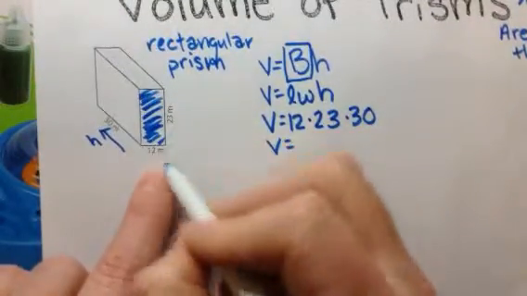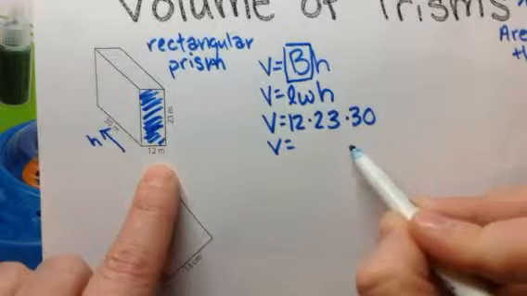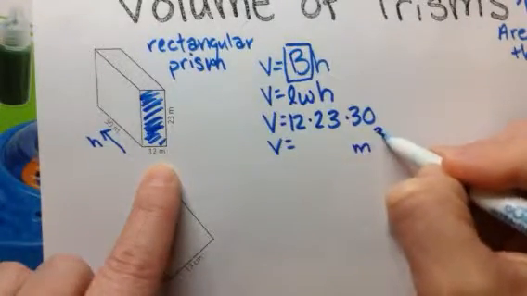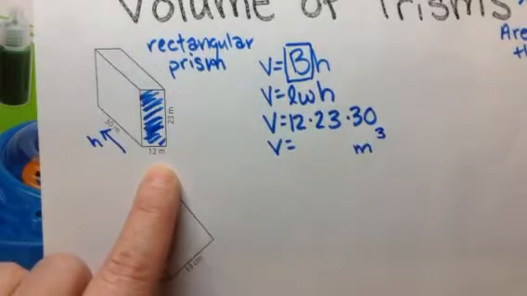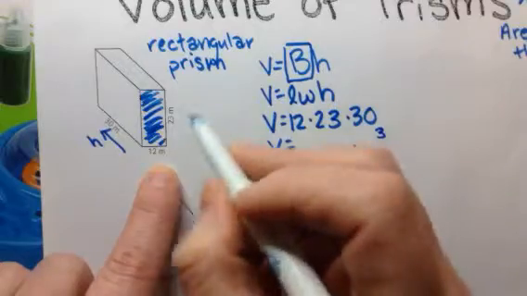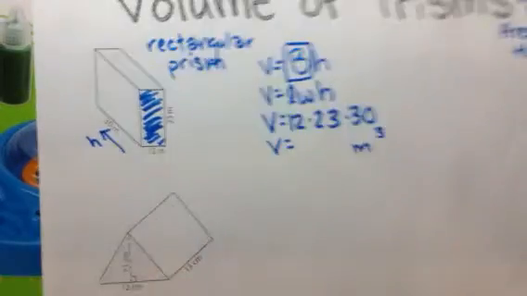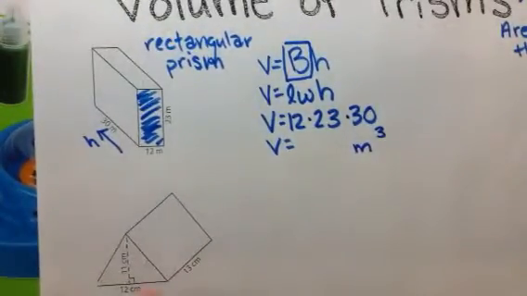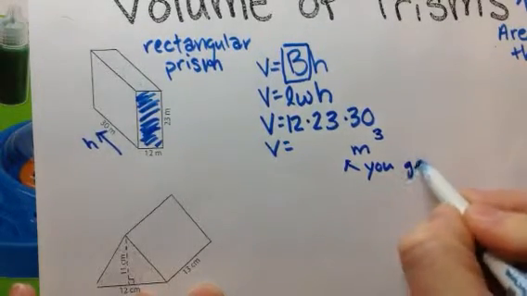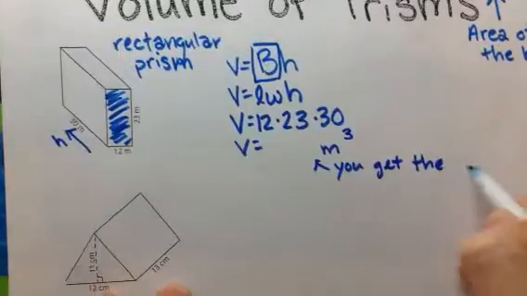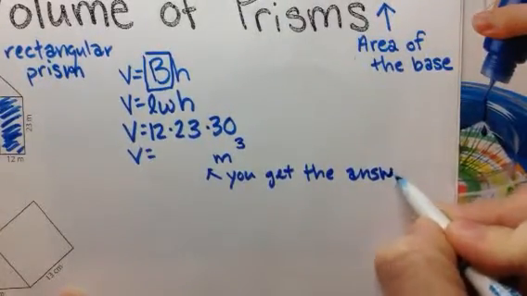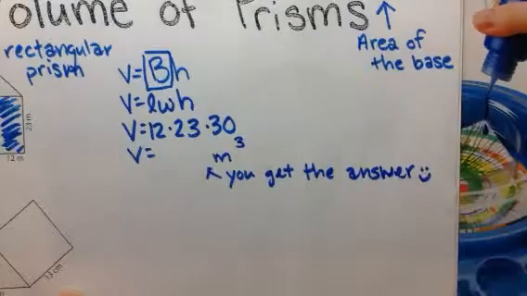Now, since it's volume, I need to grab the label that they had and put cubed, because volume is 3 dimensions. It is filling up the inside of this shape, so it has a length, a width, and a height. That's why we use a 3. Okay, so you get that answer. To write that for the people that aren't listening.